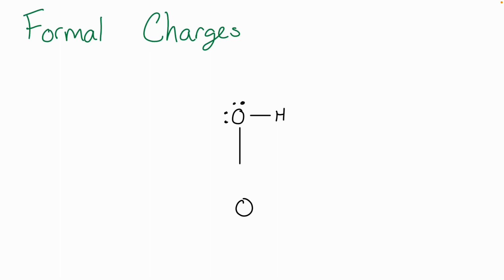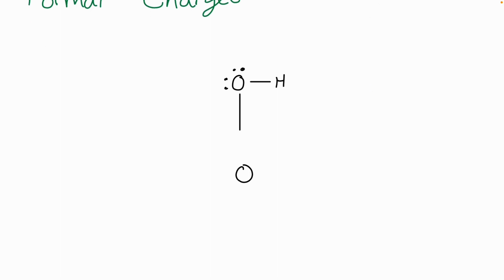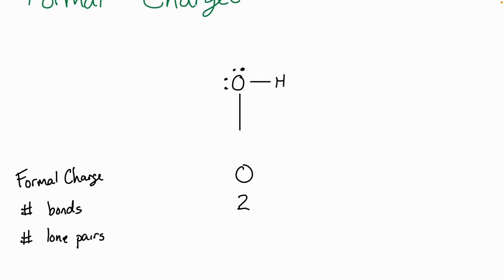All right, so let's make a little cheat sheet here. Formal charge. Number of bonds. Number of lone pairs. Again, likes to have, meaning it has a formal charge of 0. That's 2 bonds and 2 lone pairs. So what if I take away one of those bonds?